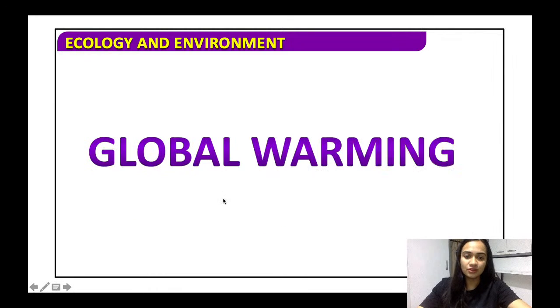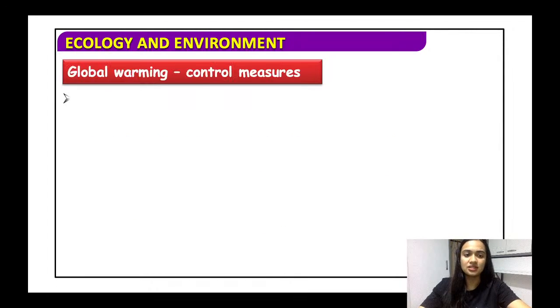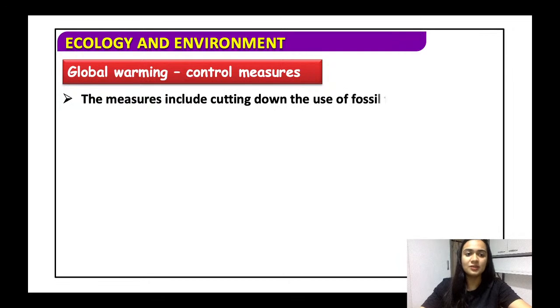So the field of environment is still under very active research, and बहुत developing field है. So developing means that basically we need to find a way to balance it. So I would say that a lot of work is required. So global warming control measures, हम इनसे control कैसे करें?